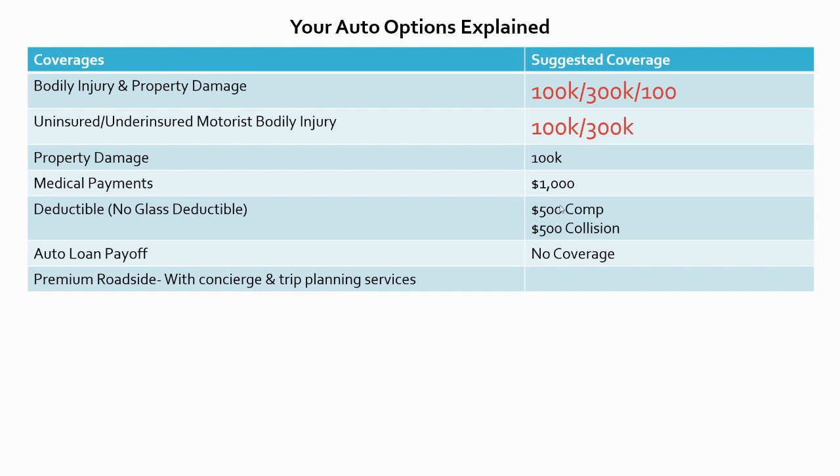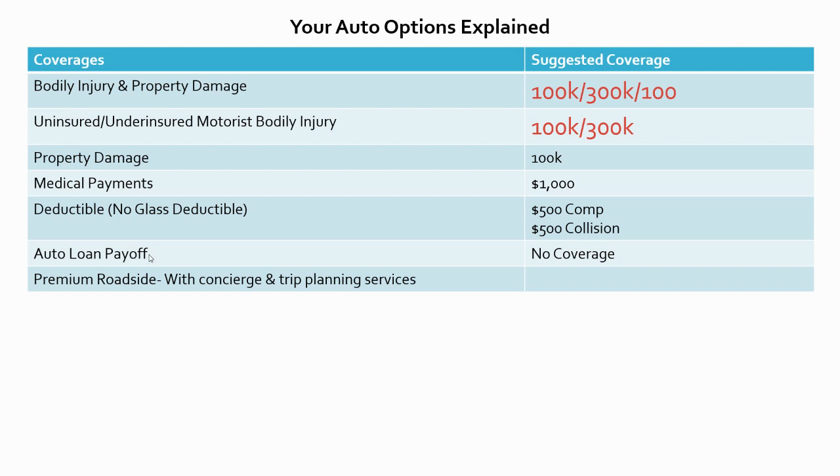Comprehensive claim would be things like theft or weather-related claims. Let's say hail damage totals out your car. In this instance, you would pay your $500 deductible and the carrier would total out your car and cut you a check for the actual cash value or pay off your loan depending on whether you have that coverage or not. In this particular scenario, we have no coverage on auto loan payoff.